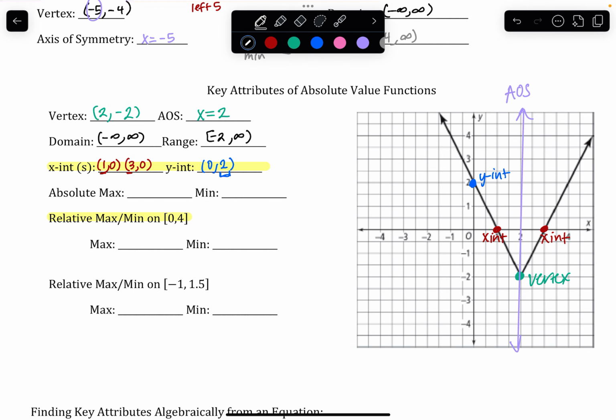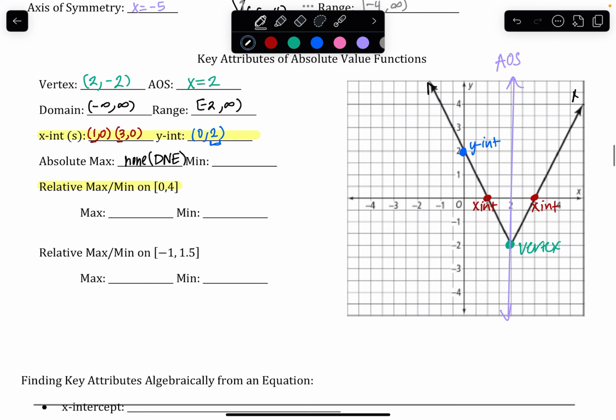There is no absolute max because this function is going to positive infinity. You can say none, or DNE, does not exist. And then the minimum value is the vertex, which we saw was at -2. So that is our absolute minimum.